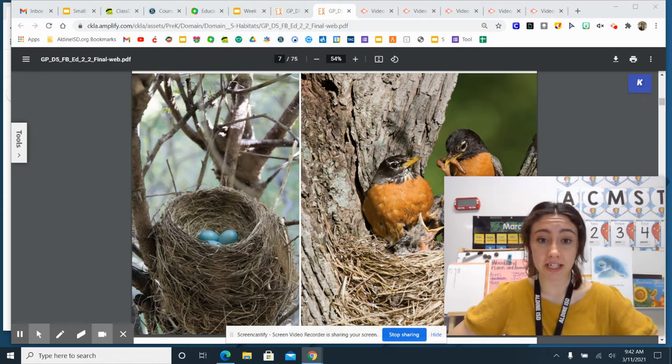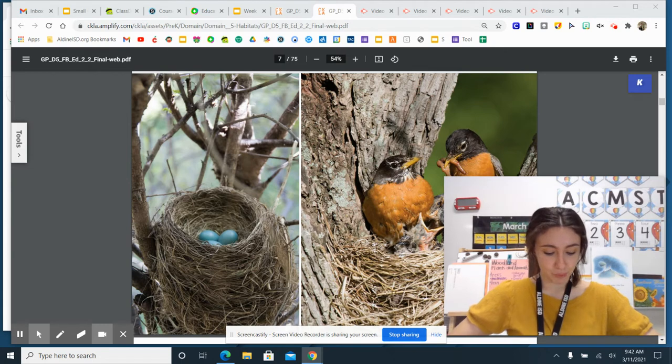Up in the branches of a tree, I see a robin's nest built out of sticks and grass. It is filled with fragile blue eggs that will hatch into chicks. The baby robins will be very hungry for worms once they hatch from their eggs. Fragile means easily broken or not strong.